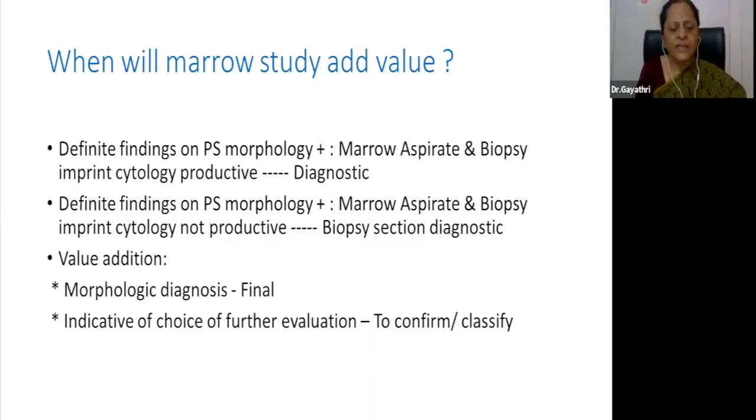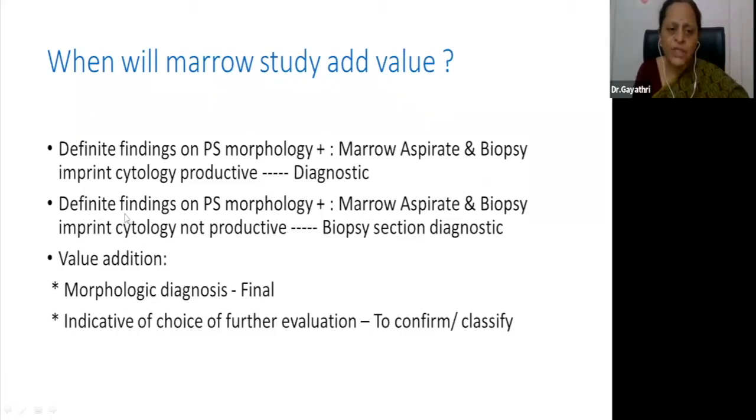So we'll now look at some situations and ask ourselves when marrow study has added value to the evaluation of the case, and whether marrow study has actually added anything to the evaluation of a particular WBC abnormality. When there are definite findings in your mind on the peripheral smear, and you do a marrow aspiration and biopsy, you must do an imprint cytology, which could be productive in terms of diagnosis. And so this is a complete entity in itself.